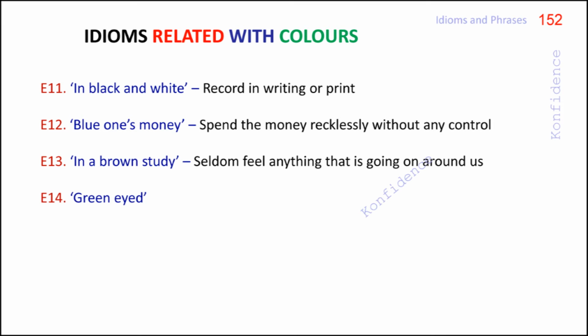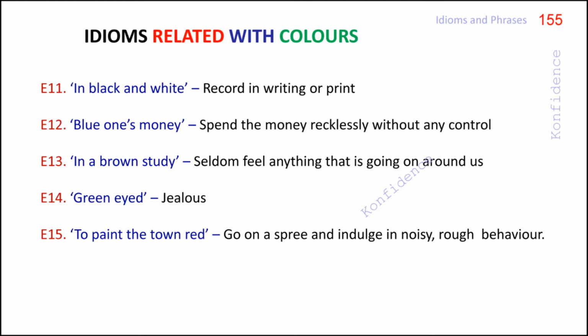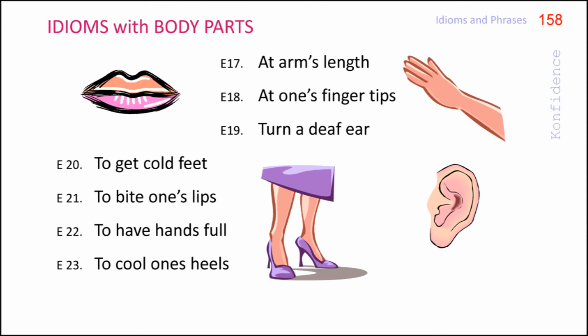If we are green-eyed, it means we are jealous. To paint the town red means to go on a spree and indulge in noisy, rough behavior. When we say we are born in the purple, we mean that we are a member of a royal family. Here we can think of a similar idiom, blue-blooded, which means born to an aristocratic family. Let us now look at some idioms related to body parts.